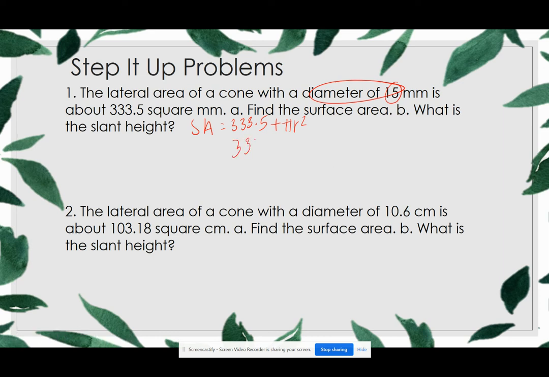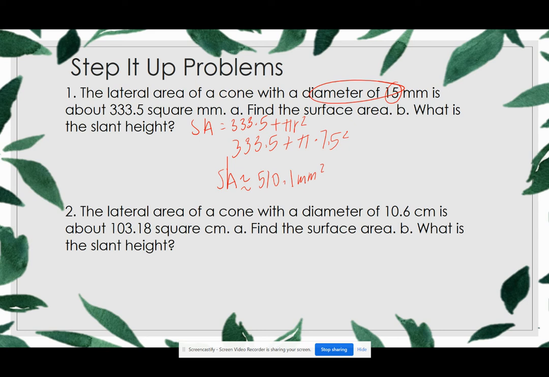So we'll have 333.5 plus pi times 7.5 squared. So 3.14 times 7.5 times 7.5 plus 333.5 gives me a surface area of approximately 510.1 millimeters squared. So that finishes off the first part. Then our second part is where it might get a little bit tricky. So it says, what is the slant height?